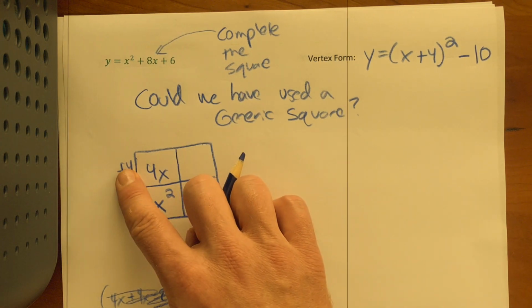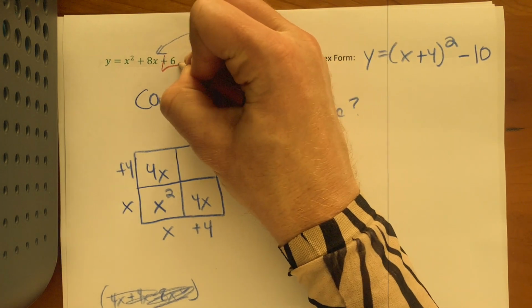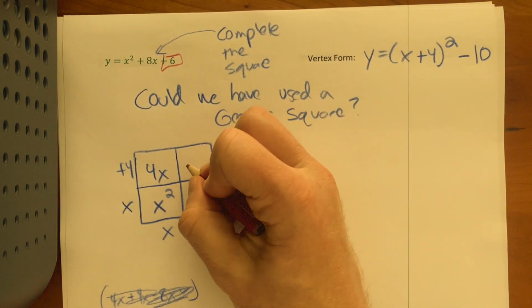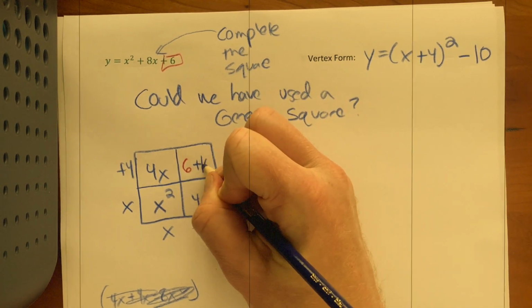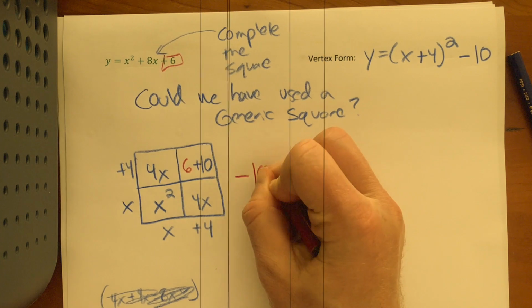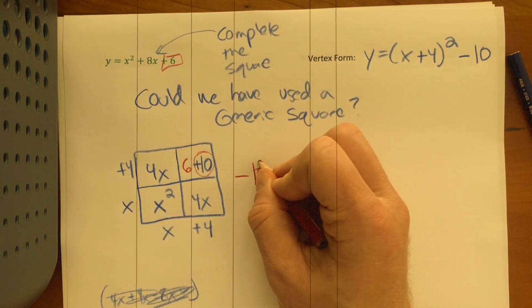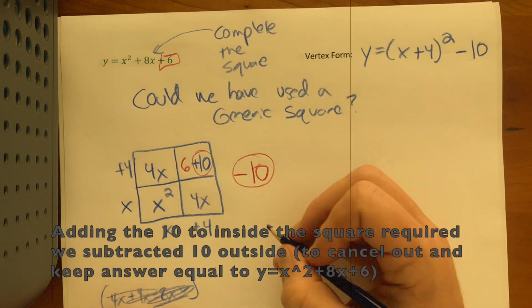When we're using the generic square, you simply multiply the outside. We need to change those 6 ones and get them up to what? Well, 4 squared, of course, 16. We add 10 ones inside the generic square, subtract 10 ones outside the generic square, keeping our equation equivalent to the original standard form.